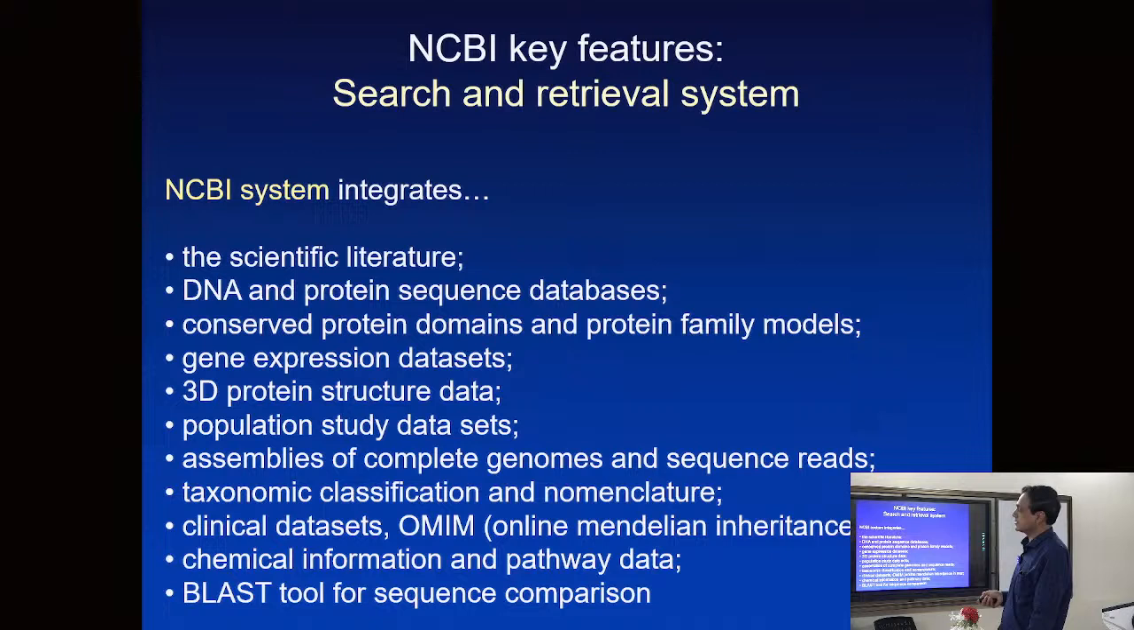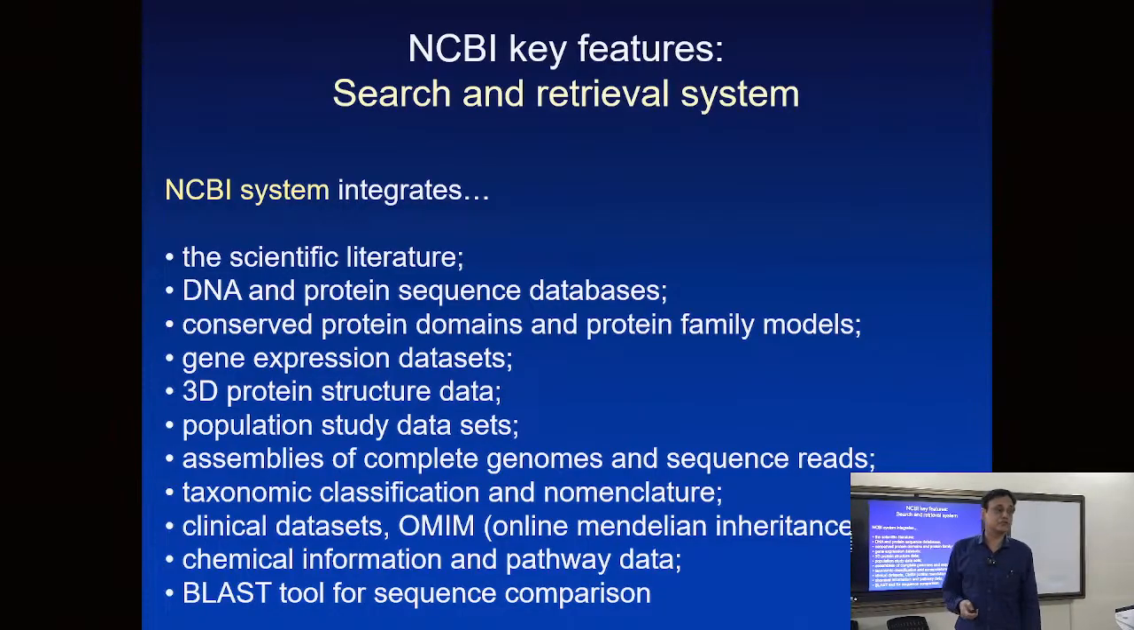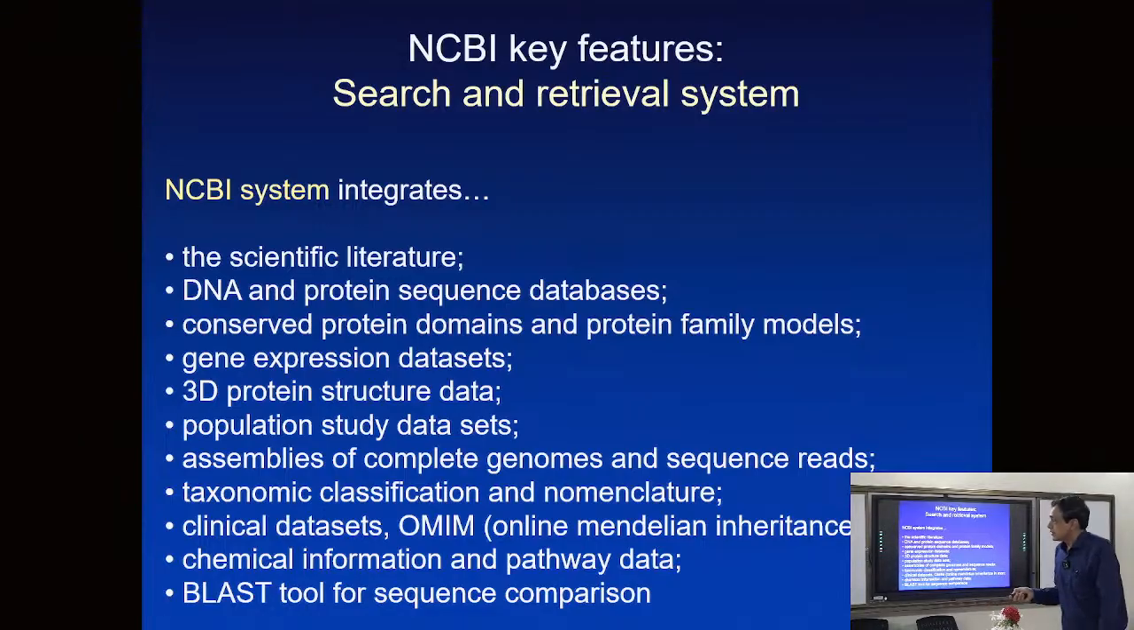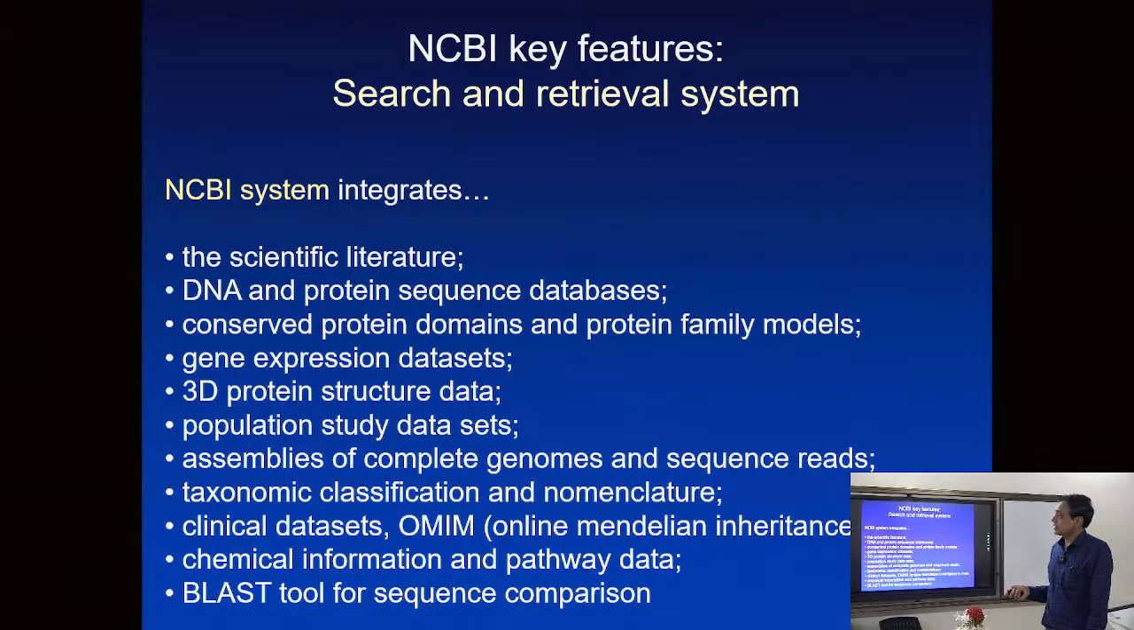Taxonomic classification and nomenclature that we just discussed. Clinical data sets, so data sets related to human diseases and disorders. One of the popular databases for human diseases and disorders is OMIM. OMIM is Online Mendelian Inheritance in Man. So, we will visit this database also.